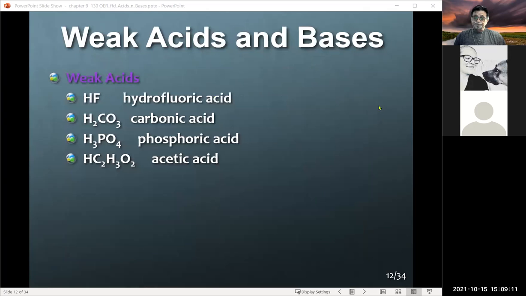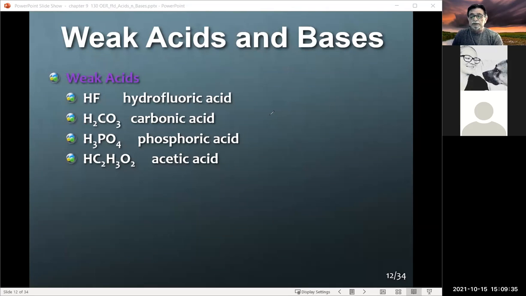Okay, so some of the weak acids we showed is hydrofluoric acid. I think I mentioned this to you. If you stain glass, this is probably what you're using, HF, hydrofluoric acid. It's used a lot to stain glass. And then we have carbonic acid, phosphoric acid, and acetic acid, okay?